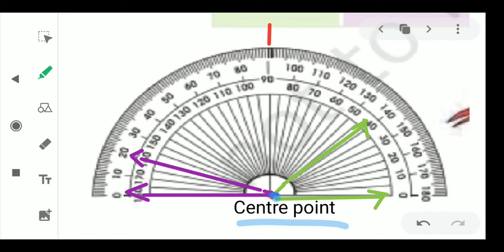The center point is placed over the vertex of the angle, and one ray should coincide with zero. The position of the other ray helps us to read the angle. Like this ray is showing an angle of more than 40 degrees. This is 90 degrees, which is the measure of a right angle. A right angle is always equal to 90 degrees.